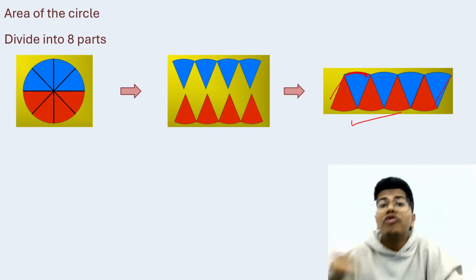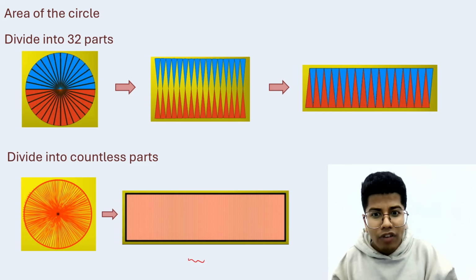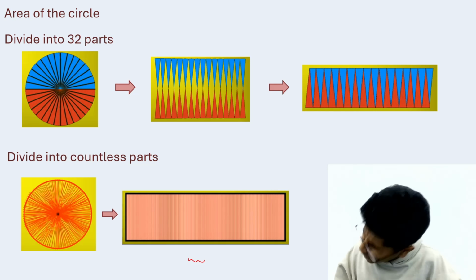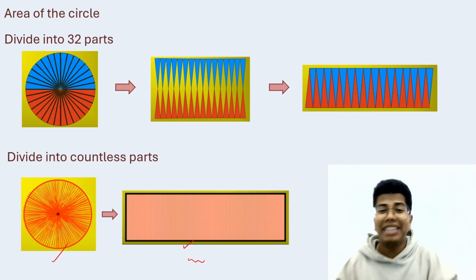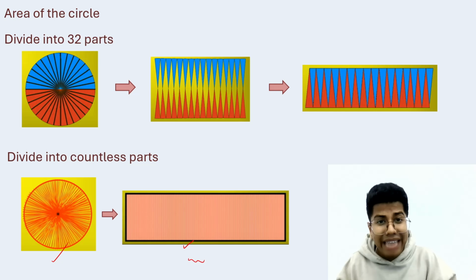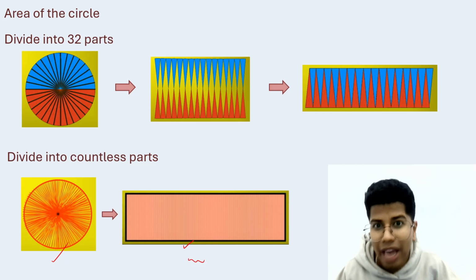So if I divide it into more parts, let's say countless parts, it looks something like this. Is this a known shape for us? Of course, yes, it looks like a rectangle. So, can I find out the area of the rectangle that is present? Of course, yes, we know the formula for it. So, if I get the area of the rectangle, I can easily get the area of the circle that is present in here. So, for a rectangle, can anyone tell me what is the formula?